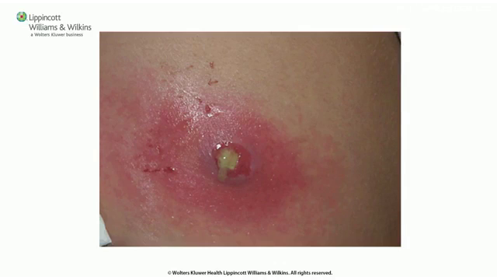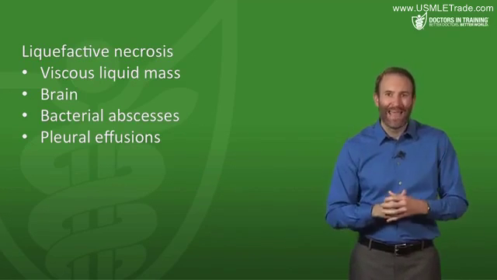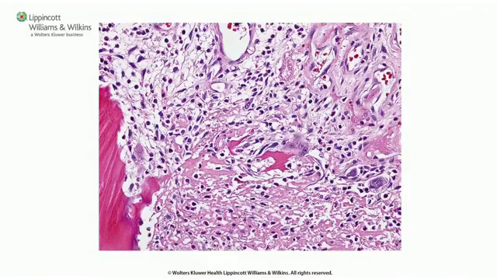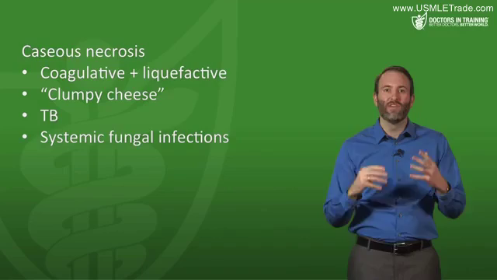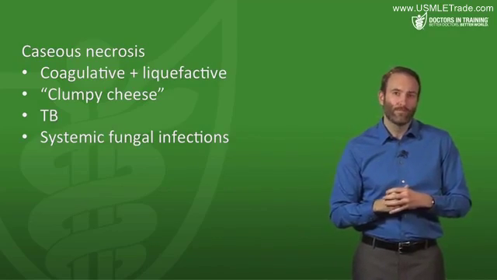Next, we have liquefactive. So this is a viscous liquid mass that occurs more in the brain and very commonly in bacterial abscesses and pleural effusions. Infections cause an inflammatory response that is going to lead to this type of reaction. Next, we have caseous necrosis. So this is kind of a combination of coagulative and liquefactive, and it tends to look like clumpy cheese. It's really nasty. So this is seen very commonly in tuberculosis, systemic fungal infections as well.